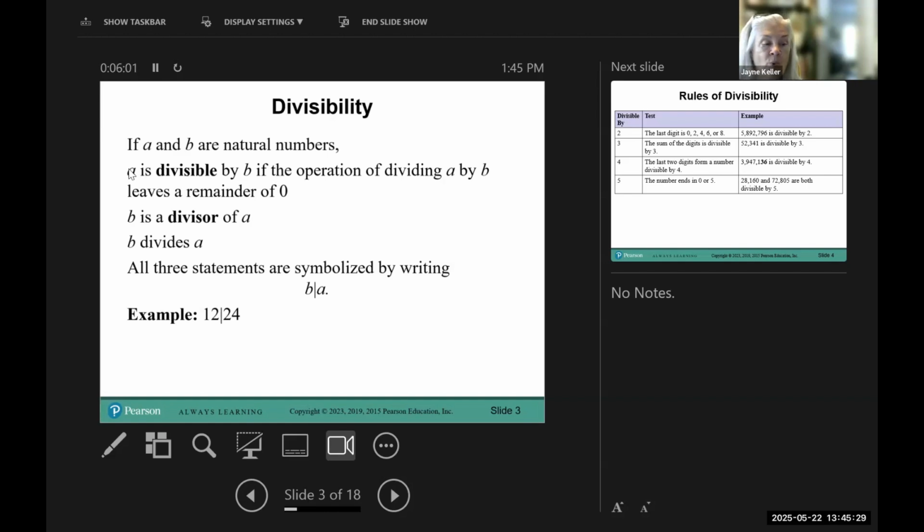So if one number is divisible by another, we say that that second number b is a divisor of a, and we also say that b divides a, and we write this in shorthand like this, b with this vertical bar and then a. So this means 12 divides 24, which is true because we know that 24 divided by 12 is 2.